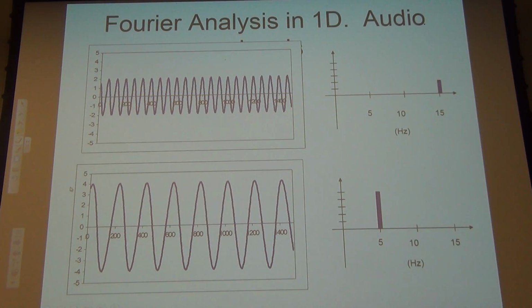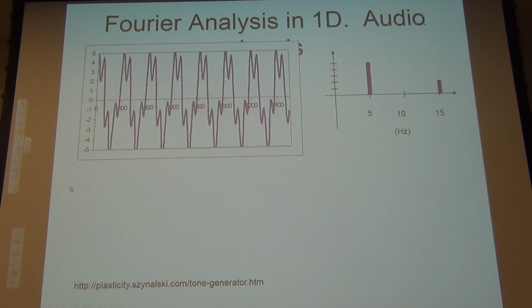So for Fourier analysis, the first one, we have a high frequency signal, but the amplitude is smaller, right? We have the frequency maybe 15, but the amplitude is just 2. For the second one, we have a low frequency signal, but a larger amplitude. For this one, we have a mixture of the two signals.